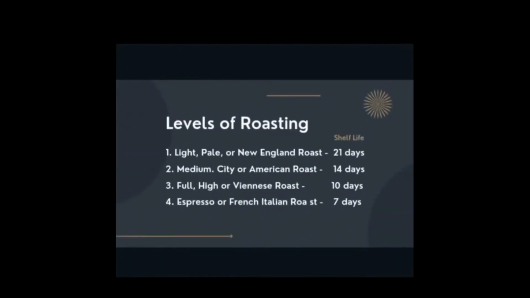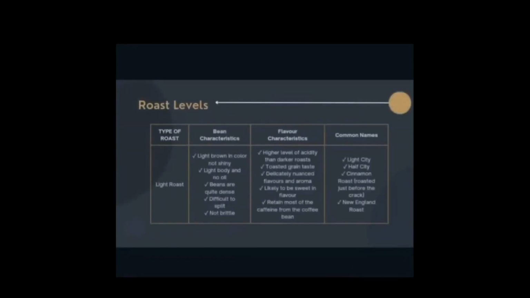Level of roasting. We have light, pale, or New England roast that has a shelf life of 21 days. Medium, city, or American roast has 14 days of shelf life, while full, high, or Venice roast has 10 days of shelf life, and lastly espresso or French Italian roast has a shelf life of 7 days.